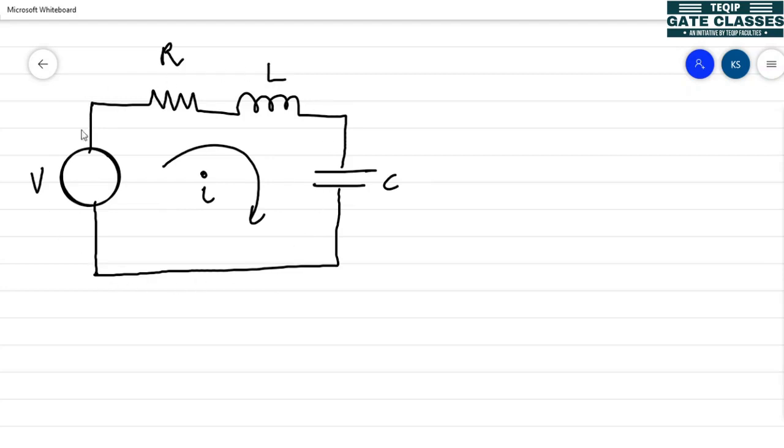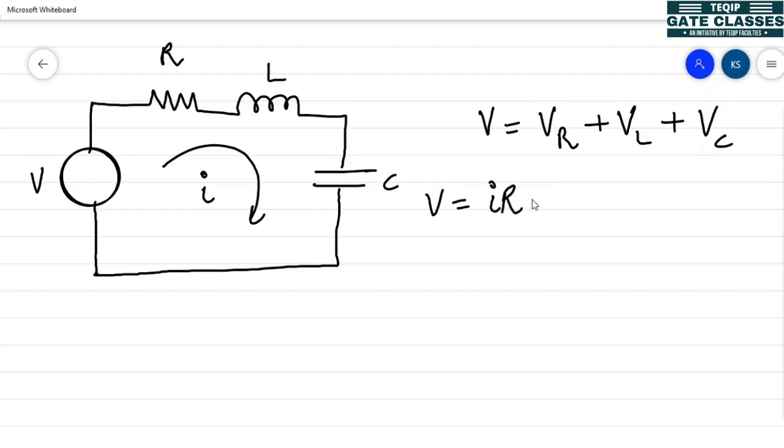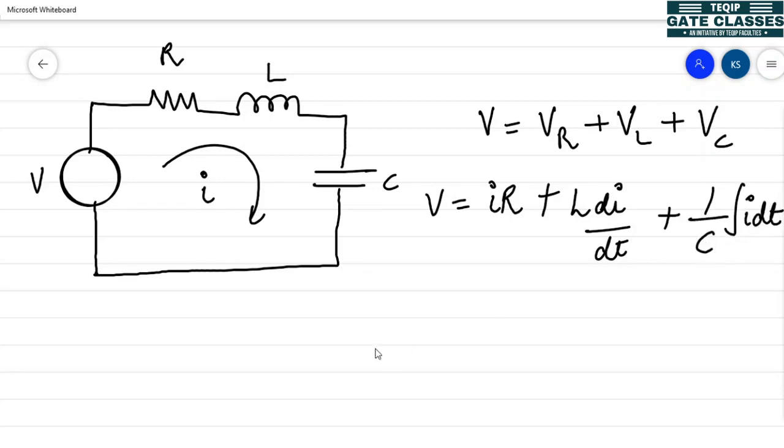On applying KVL to the whole circuit, I will find that V is always equal to voltage across resistance plus voltage drop across inductor plus voltage drop across capacitor. So we can write voltage across resistance is always equal to I into R. You all know that. Plus voltage developed in the inductor is L di by dt. This also you all know. And the capacitor voltage is 1 by C integral I dt. You can see here that this equation contains a differential term as well as an integral term.